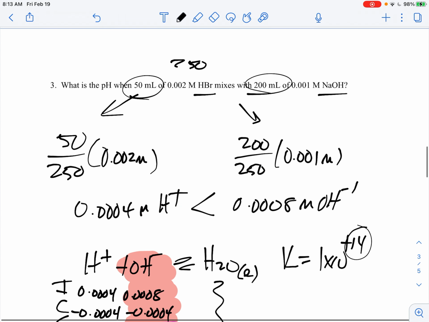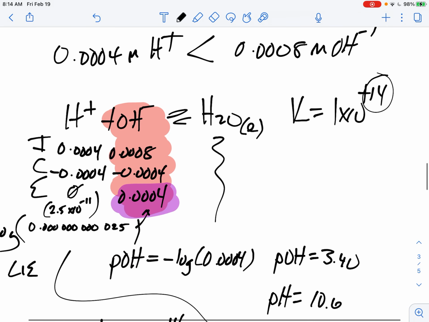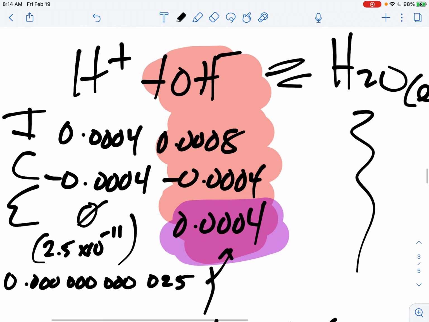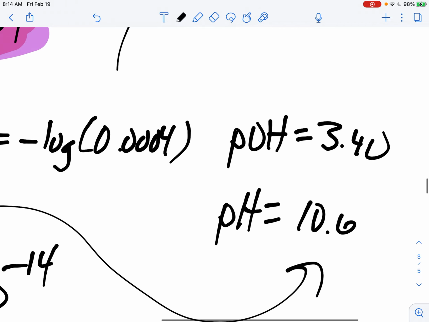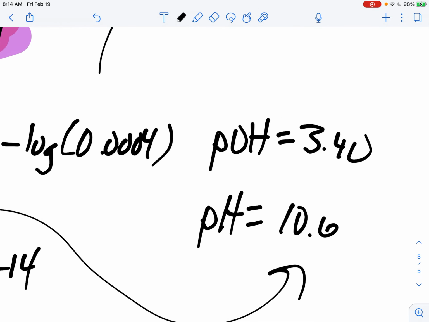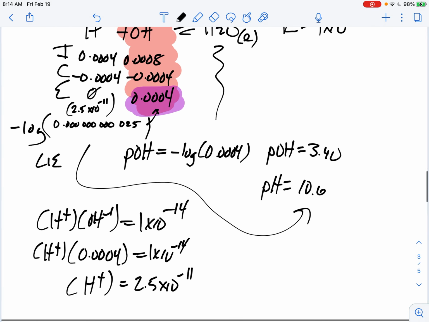So if you have a problem like this, that's a strong acid, strong base problem, the first thing that you do is dilute it. The second thing you do is react it as far over as you can possibly react it. If there is anything left over, H or OH, you take the negative log of it to get the appropriate pH or pOH amount, and then you can run it through your pH square to get the other values should you want to.